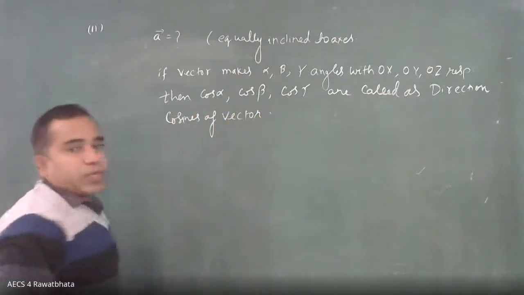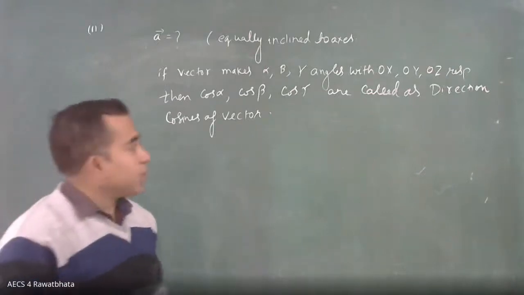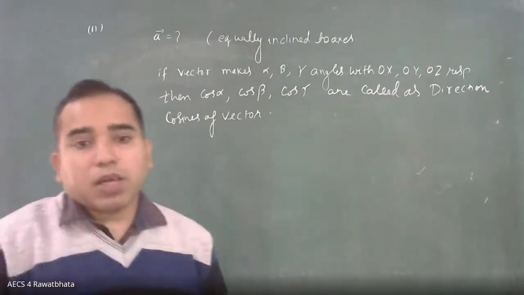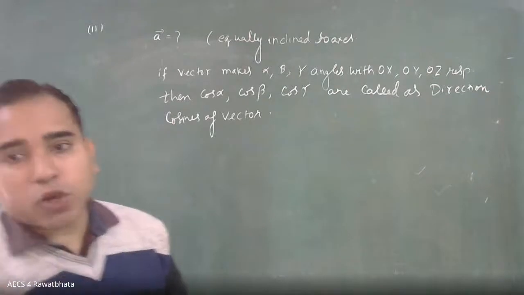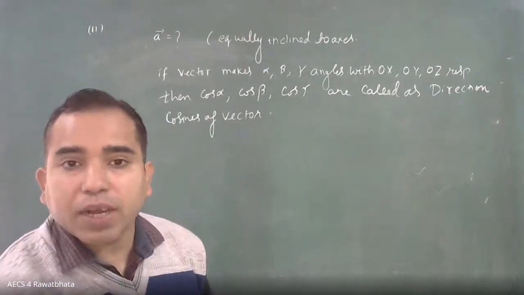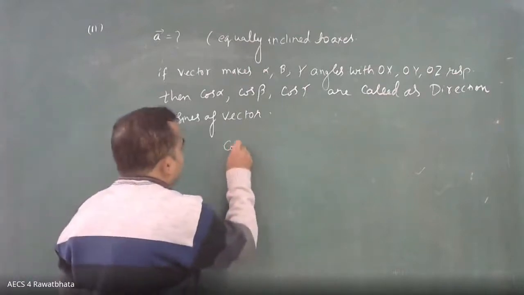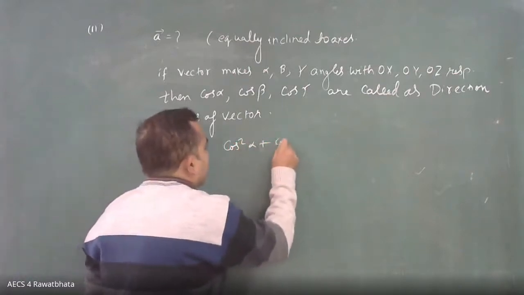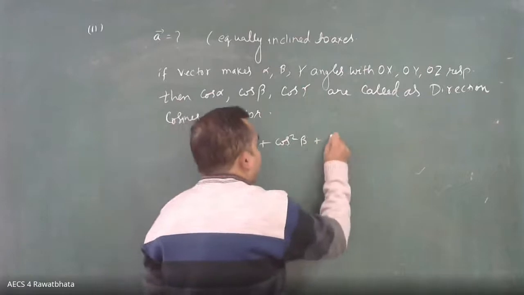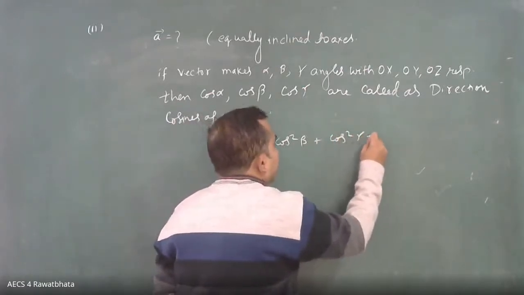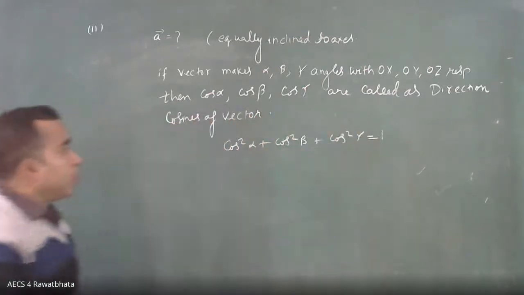And direction cosines have a relation. Can someone tell me the relation between these cos alpha, cos beta, cos gamma? What is that relation? Anyone in the class? Cos square alpha plus cos square beta plus cos square gamma equals 1. Yes, their sum of squares is 1. This was the theorem that we discussed and have written.